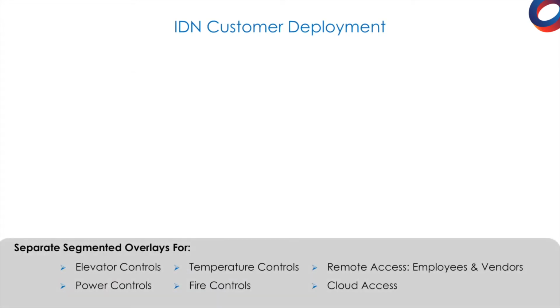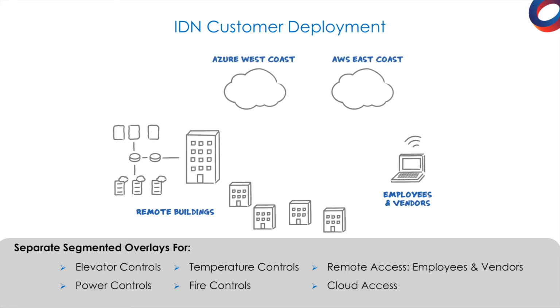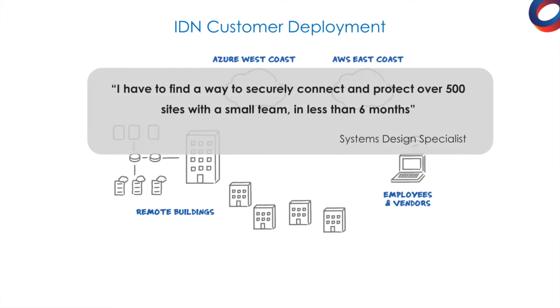For this customer, they needed to reduce risk and increase network availability by securing and isolating their building management systems in over 500 buildings across multiple statewide campuses. They also needed to give remote access to employees and vendors to specific devices deep within the network while connecting between different cloud providers. The challenge was accomplishing this in under 6 months with a smaller team.